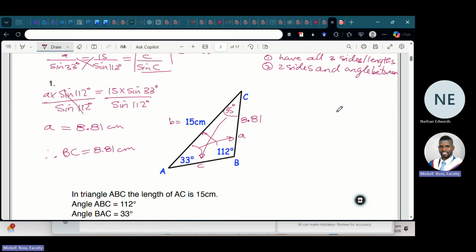So notice here, this side, which is B, we would know that side to be 15. This side, which is BC, we know that side to be 8.81. And the angle between is going to give us 35. So based on that, we could go ahead and calculate the area. So the area is equal to half A and B, which is just going to be the two sides that you have, and you can write them in any order. The order doesn't matter.